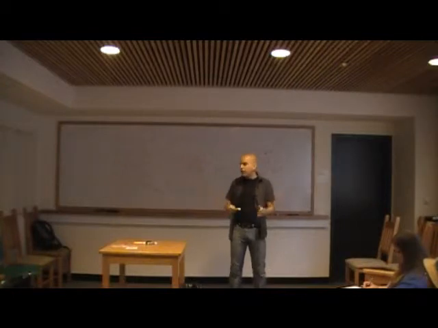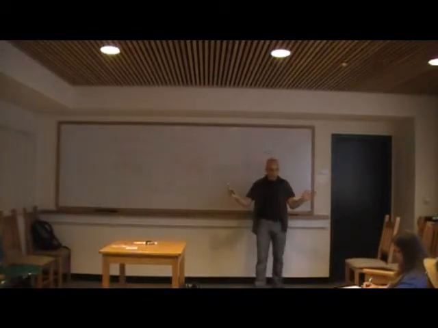2 times 2 is 1. 2 plus 2 is also 1. Right? And this is arithmetic modulo 3, and those are the squares. That's it. 0 squared is 0, 1 squared is 1, 2 squared is also 1.